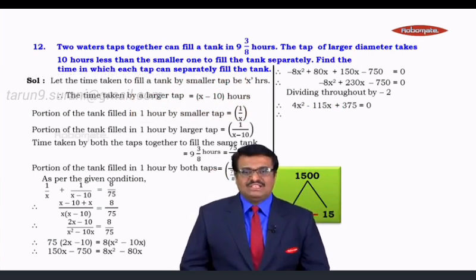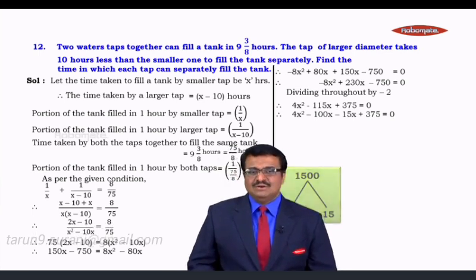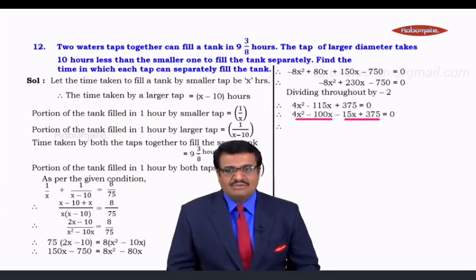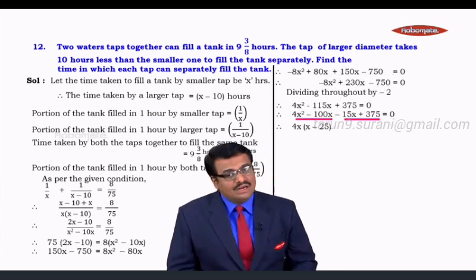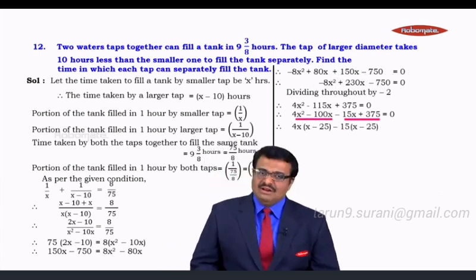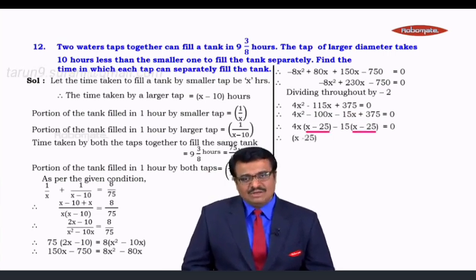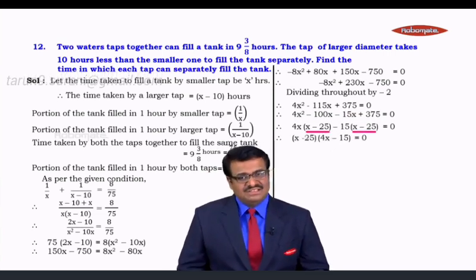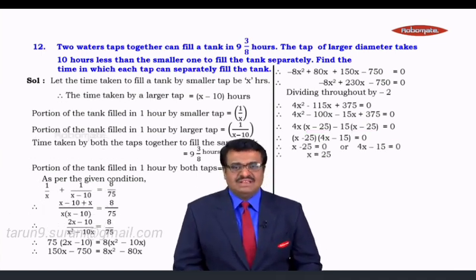So let us split the middle term and write it over there. So what we get is 4x square minus 100x minus 15x plus 375 is equal to 0. Now let us take common out of the first two. 4x common. What stays inside the bracket is x minus 25. Whatever is the sign there, that goes out. 15 common, x minus 25 is equal to 0. So x minus 25 common throughout into 4x minus 15 is equal to 0. So x minus 25 is equal to 0 or 4x minus 15 is equal to 0.